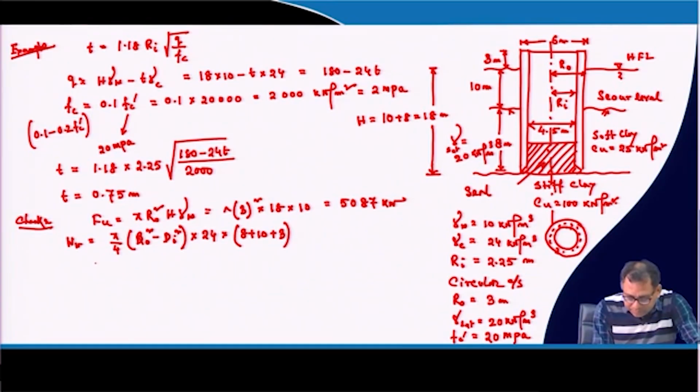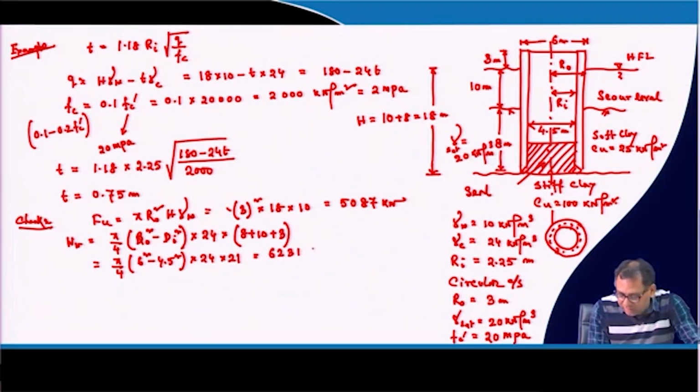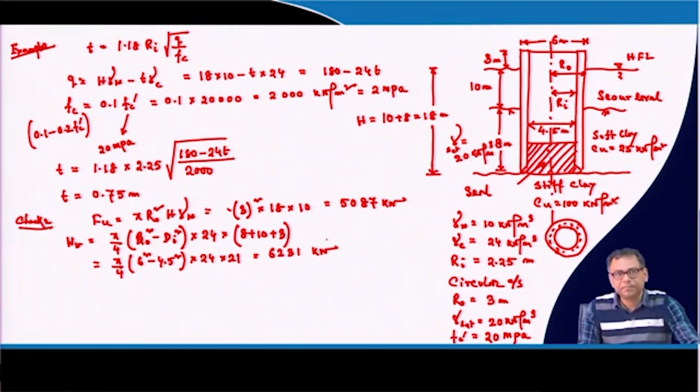So, now if I provide this R0, D0 and Di values, this is pi by 4 into 6 square minus 4.5 square into 24 into 21. So, that is equal to 6231 kilonewton. That is the weight of the well.